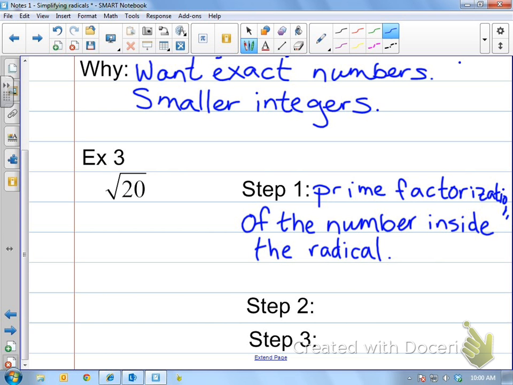So, our first step is only applying to the number under the square root. If there's a number outside, it is not part of this first step. So we do our prime factorization. We've already done the prime factorization of 20 in one of our other examples. We found two numbers that multiply to be 20. We did 10 and 2 before. Let's do 5 and 4 this time, just to show both ways.